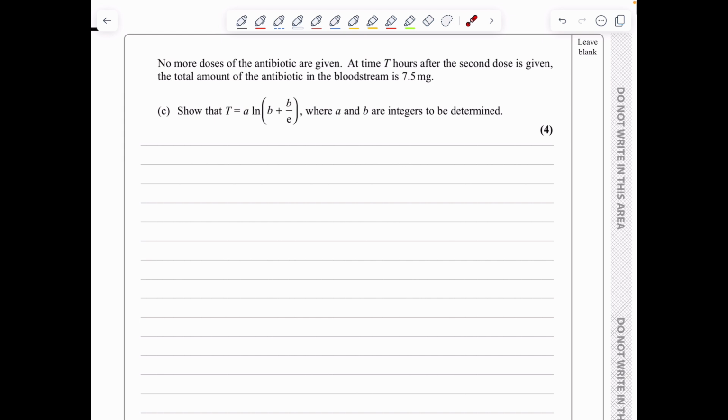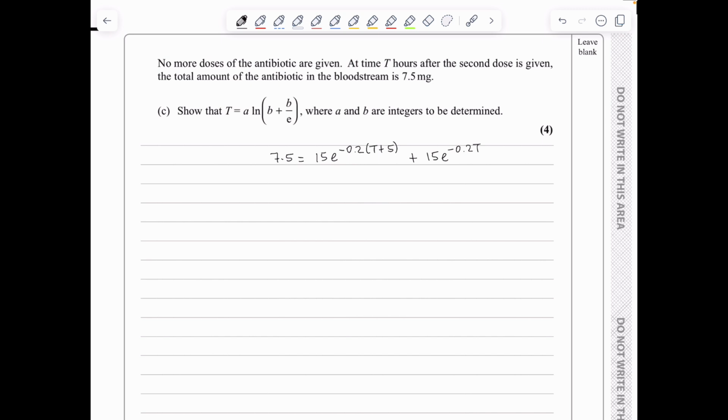So we've got a total amount of antibiotic of 7.5 milligrams, and this is partly due to the first dose, which has been in the bloodstream for T + 5 hours, so 15e^(-0.2(T + 5)), and the rest of it is due to the second dose, which has been in the bloodstream for T hours, so 15e^(-0.2T), and we need to solve for T.